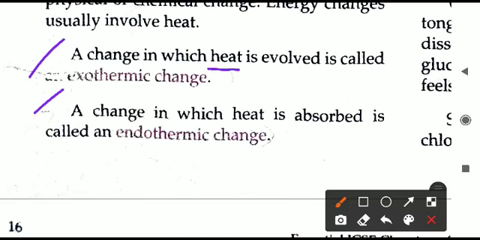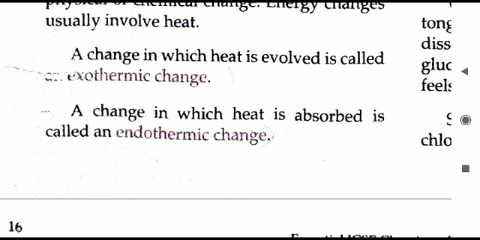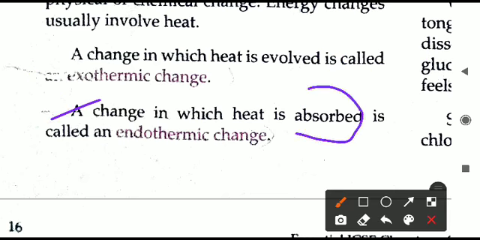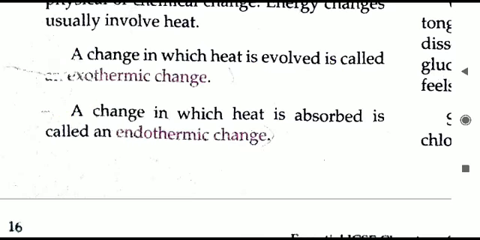Whenever heat is evolved, that is heat is being produced or released in a particular change, it is called an exothermic change. Similarly, whenever heat is being absorbed, it is called an endothermic change. These two definitions are relatively important. You have to note them and learn them. Whenever heat is evolved or produced, it is exothermic. Whenever it is absorbed, it is an endothermic change.